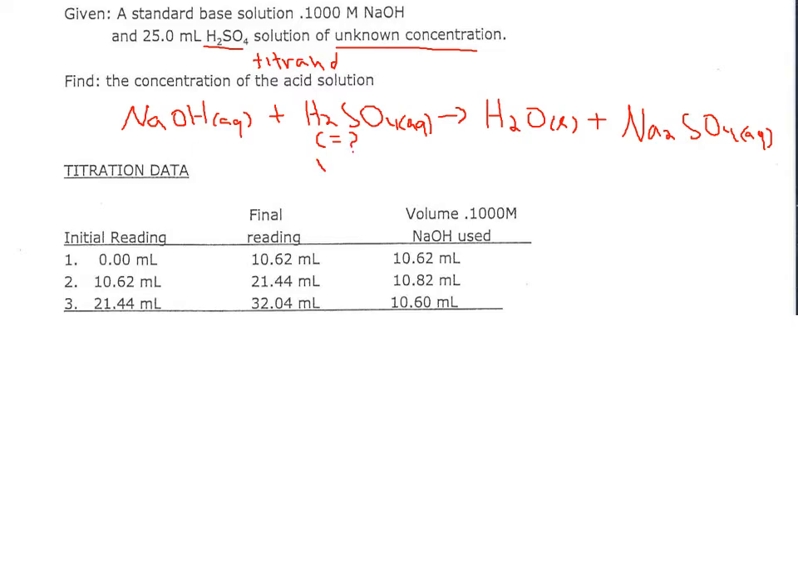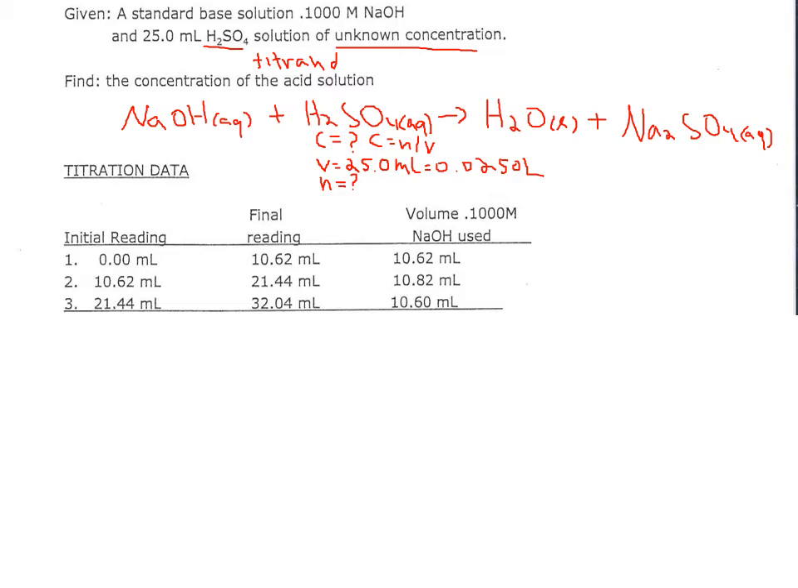We have the volume given to us. It's 25.0 milliliters. And we're going to convert that into liters: 0.0250 liters. And since we're looking for concentration, we know that C is equal to n over V. So what we need, we already have V, we need n. We don't have n right now, but we can figure n out based on the amount of base that was required to do this titration, to reach the end point.